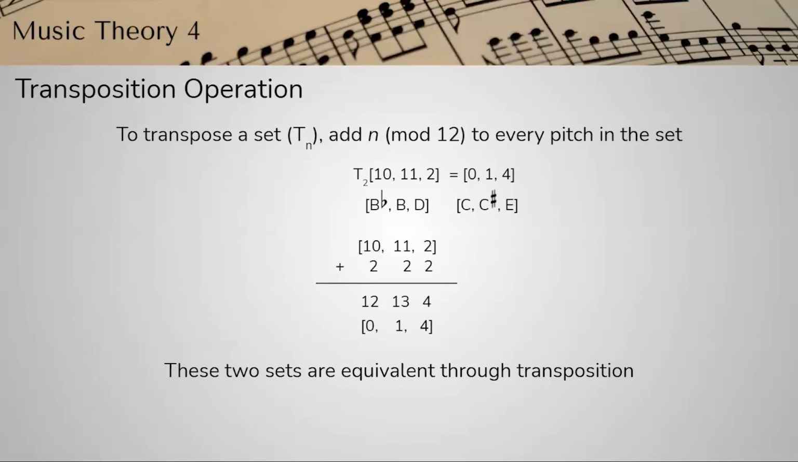Okay. Now we'll say that these two sets are equivalent, are equal to each other through transposition. So now we've shown that those two sets have some kind of relationship to each other. We've accepted the fact that they have the same interval structure, that we've manipulated through transposition. So we can compare them. We can say, well, those two things are related by transposition, which is significant in our analysis.